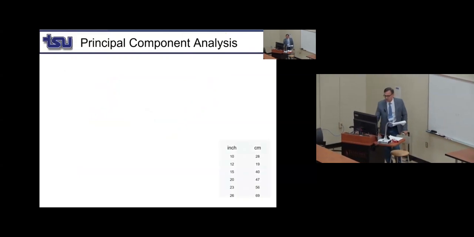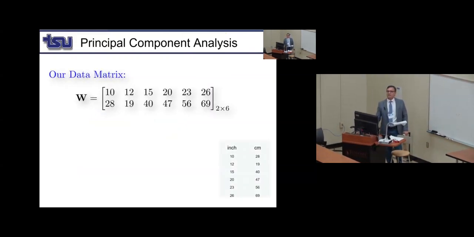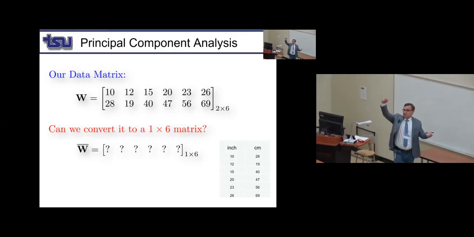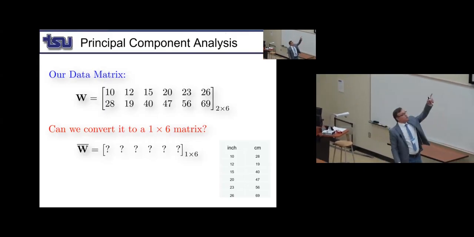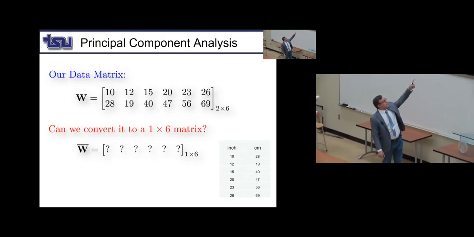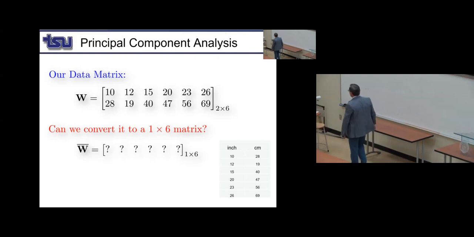What you do here is, this is our data matrix. 10 inches is supposed to be 25.4 centimeters, right? But by measurement error, it's 28, and things like that. So these are my original data points, and I know that that's a line. So I know that I shouldn't work in R2. I should work in R1, right? But I need to find W bar. So how am I going to do it?